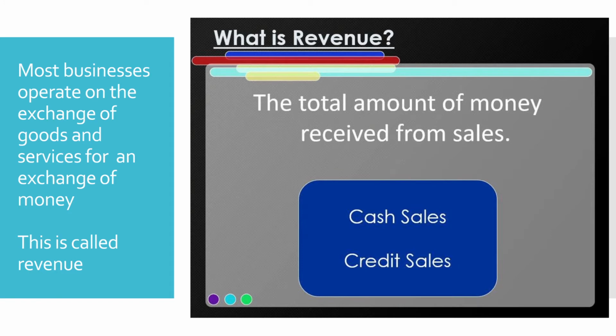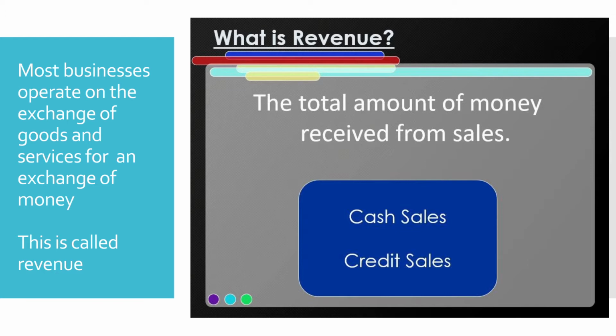So most businesses operate on the exchange of goods and services for money. This is how our economy moves and how the money moves through the economy. When a business exchanges a good or a service for money, we call that revenue. That is the money that the business has received. So revenue is the total amount of money received from sales in a business.